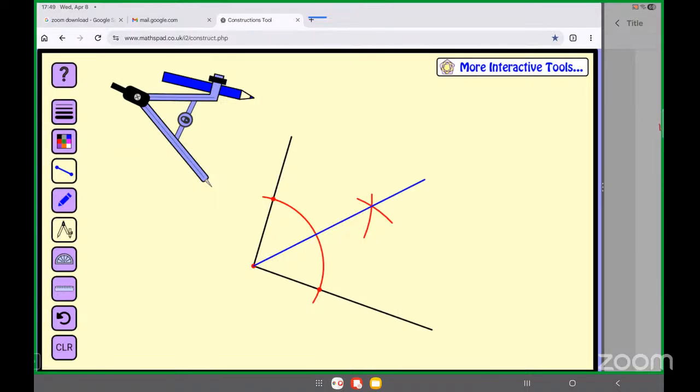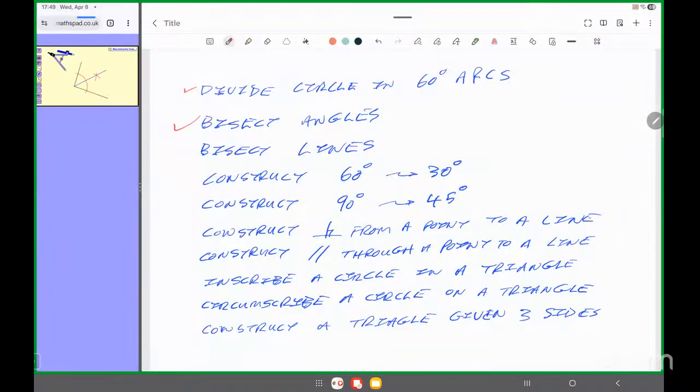So that is it, guys. To bisect an angle, bisect the arc of the angle. All right, now move on. Next we're gonna look at bisecting a line. That's the next thing.